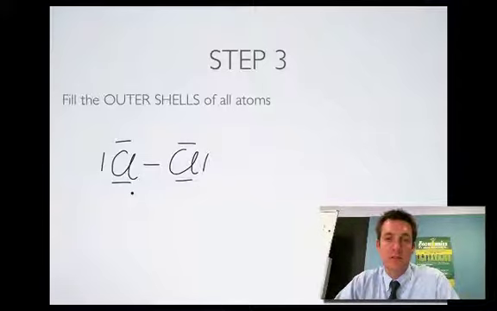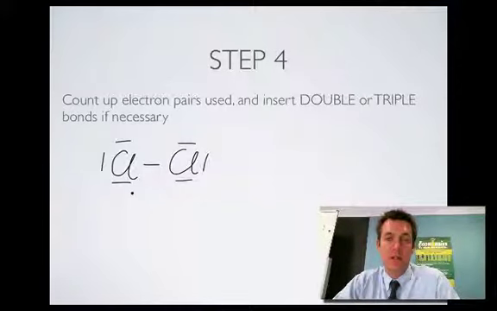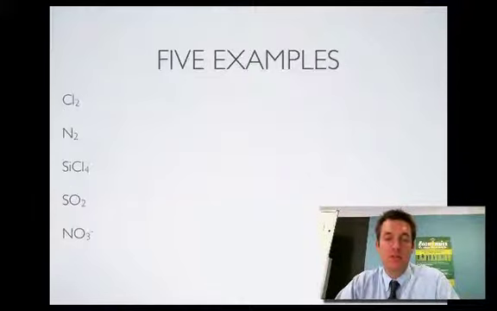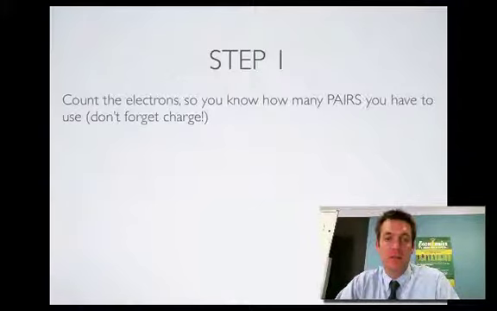Okay, now we go on to the next slide and we count up the electron pairs that we've used. We've used 1, 2, 3, 4, 5, 6, 7, and if you remember we had 7 to play with, so that one's done. Easy. Okay, N2 is the next example, so back to step 1. We need to count the electrons that we've got.